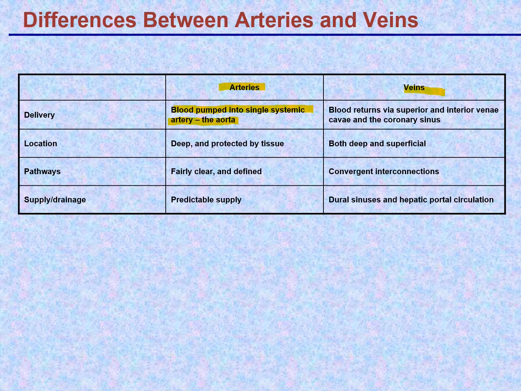On the venous side, the blood returns via the superior vena cava and the inferior vena cava, and also, of course, the coronary sinus. Arteries tend to be deeper and better protected, surrounded by more tissue. Veins are more superficial. If you get a cut, odds are you'll cut a vein rather than an artery. That's why it oozes rather than spurts. The pathways for the arteries are fairly clear and well defined, whereas with veins you get convergence and divergence and interconnections.